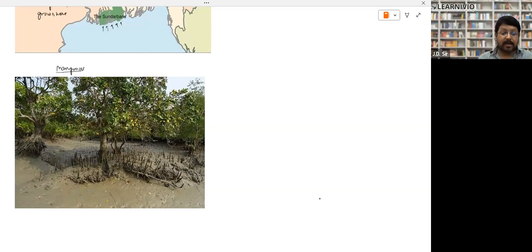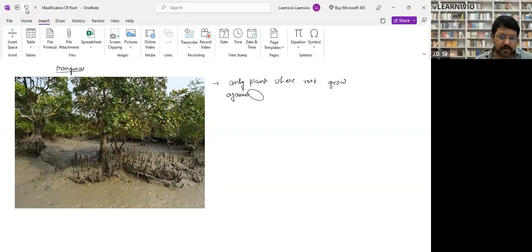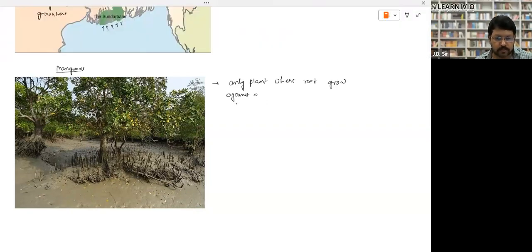These are the only plants where, let me write it down, the only plant where, these are all questions, roots grow against gravity. Otherwise, you can understand that a root always grows in the direction of gravity. Roots grow against gravity. Right. Second thing, they are viviparous plants.